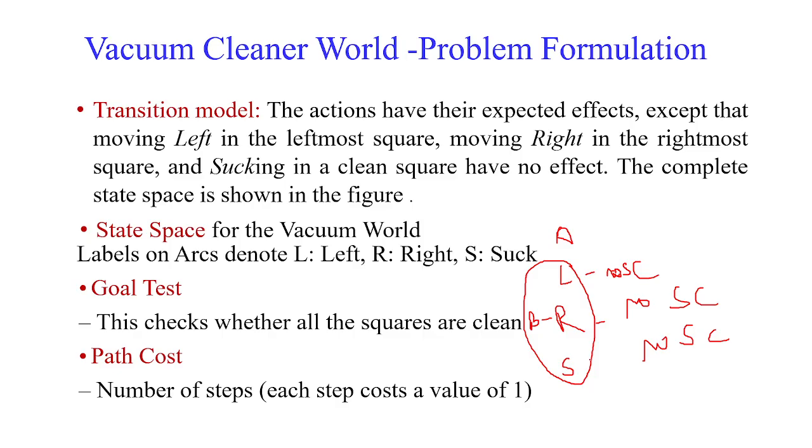So what is the path cost? Path cost is defined as the number of steps taken. So each individual action costs 1. If the agent cleans both rooms in 3 actions, the path cost is 3. But the ultimate goal is to minimize this cost, to find the solution with fewer steps.